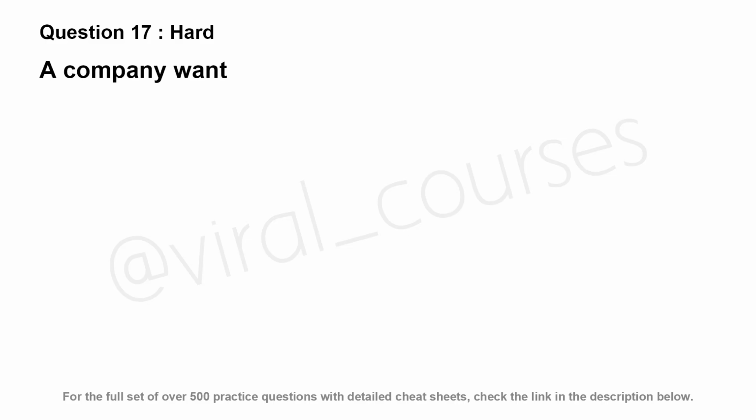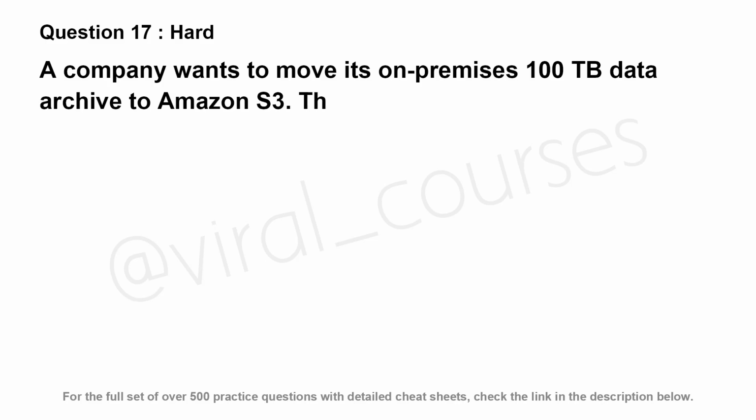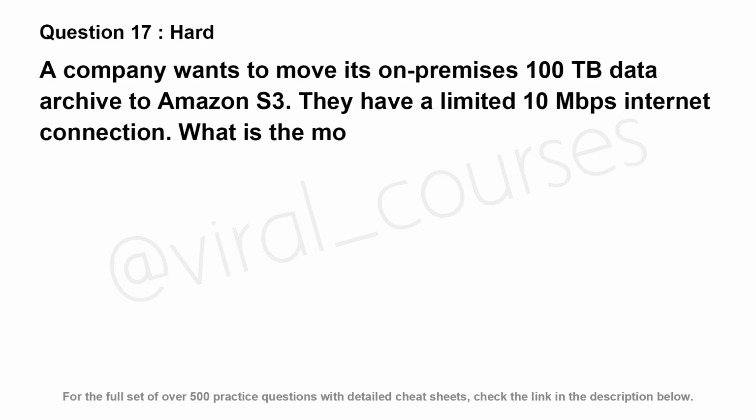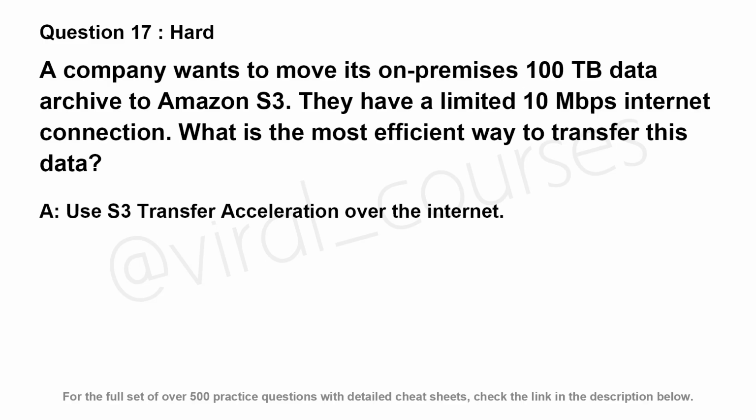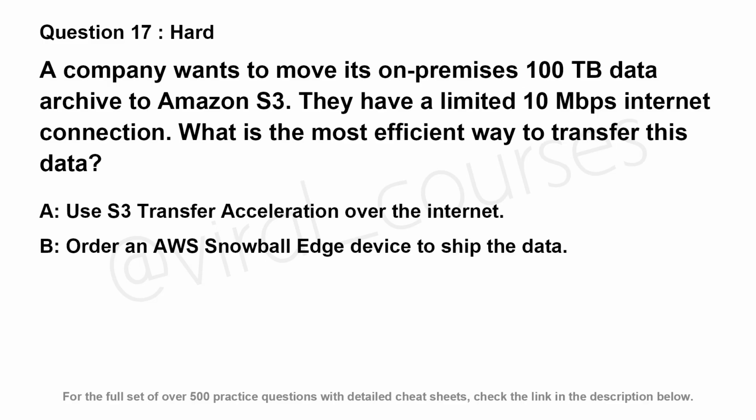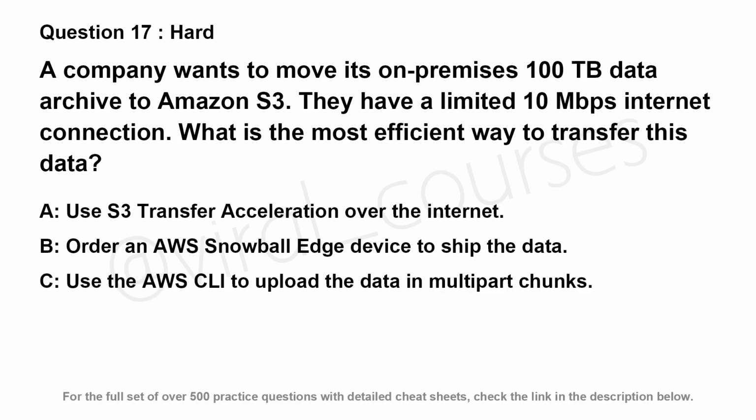A company wants to move its on-premises 100 terabytes data archive to Amazon S3. They have a limited 10 megabits per second internet connection. What is the most efficient way to transfer this data? Option A. Use S3 Transfer Acceleration over the internet. Option B. Order an AWS Snowball Edge device to ship the data. Option C. Use the AWS CLI to upload the data in multi-part chunks. Option D. Set up a site-to-site VPN.